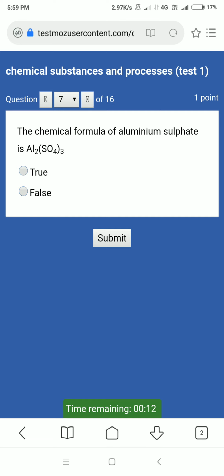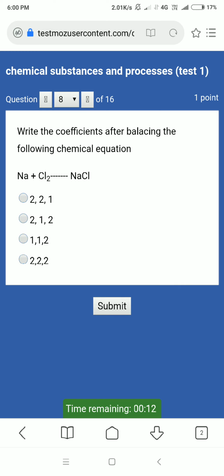Now the next is chemical formula of aluminium sulfate. Now here again you know that aluminium carries +3 charge and sulfate carries -2 charge. So when you will cross multiply both the charges, you will get the formula Al2(SO4)3. So here I have written the exact formula, so it will be true. The next is again you have to balance this equation, and after balancing you will get 2 sodium combines with 1 chlorine to give 2 sodium chloride. So the coefficients will be 2, 1, 2. Answer will be 2, 1, 2.